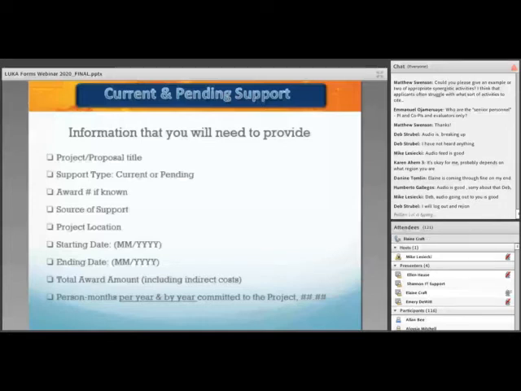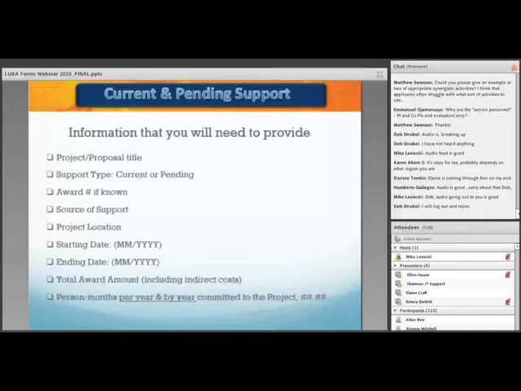The start date, you will list as the actual start date for an already funded project or your requested start date for a proposed project. And this is just given by month and year, no day indication. For the ending date, it's the same information. Total award amount must include indirect costs, and this is the total budget being requested or the total grant amount previously awarded. Person months per year committed to the project.